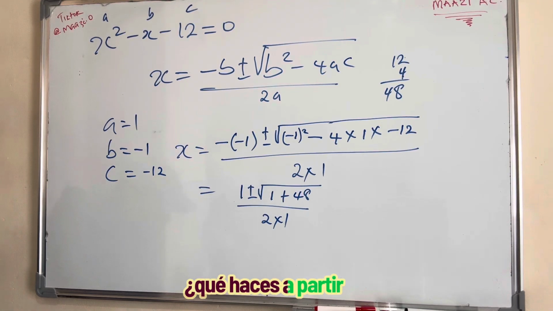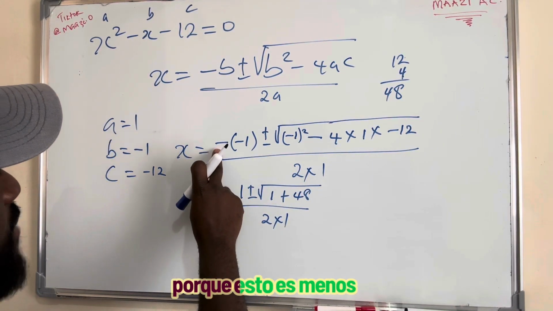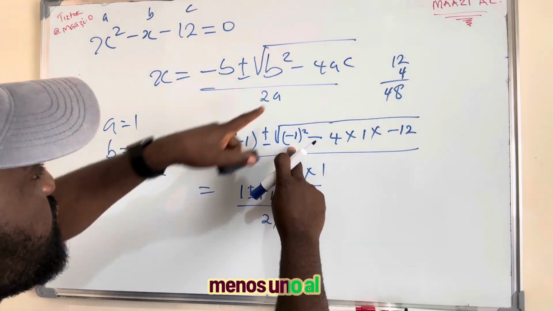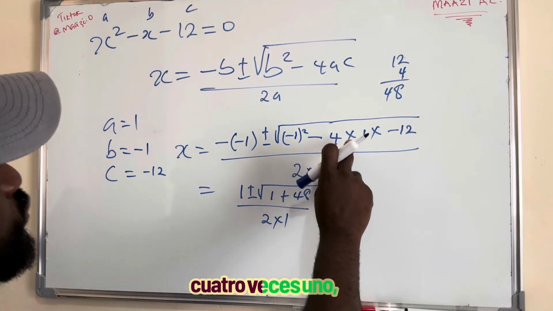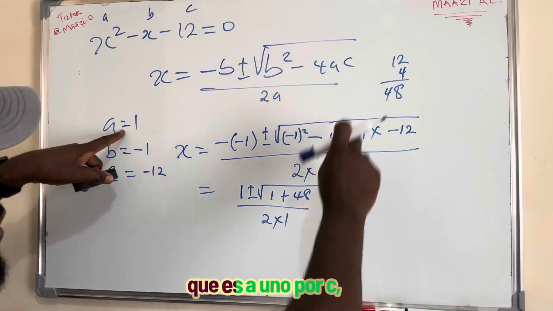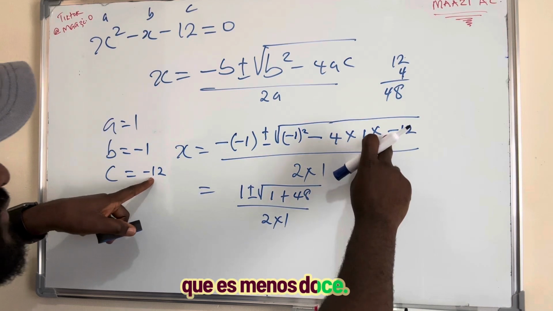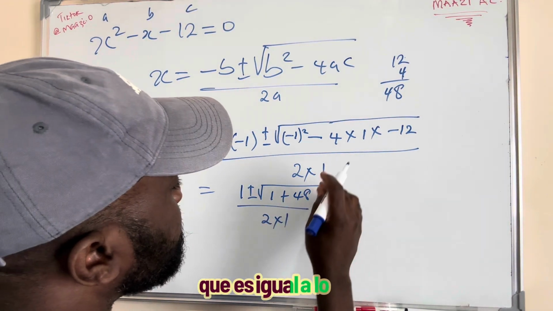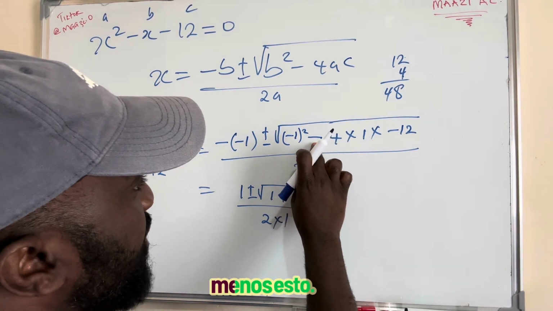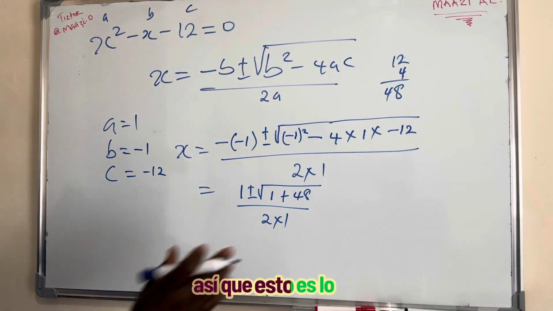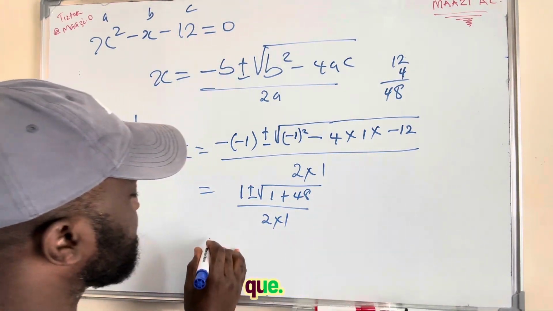So what do you do from there? Minus, minus, minus gives us plus, so x is 1 plus or minus the square root of minus 1 squared minus 4 times 1 times minus 12. 4 times 12 is 48, and minus times minus is plus. That's why I have plus there.